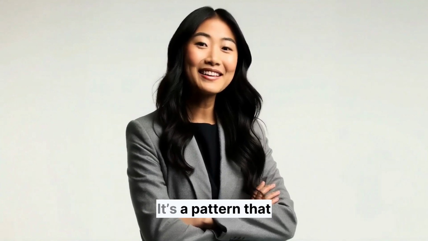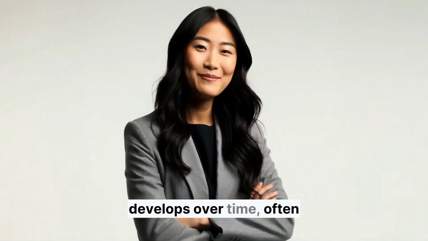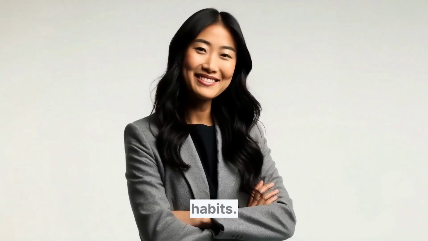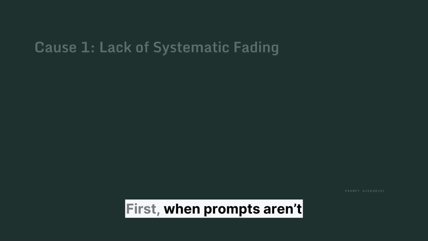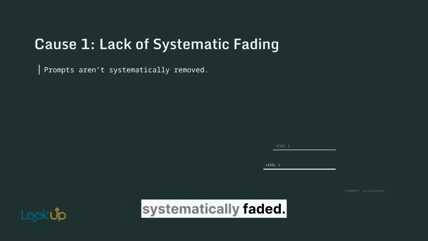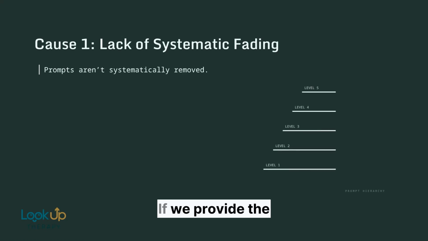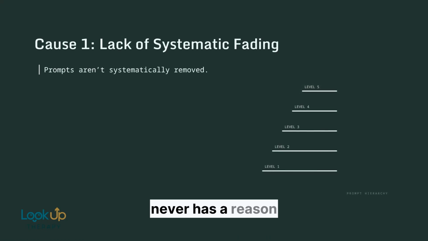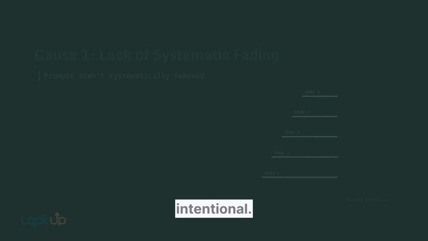How does it happen? It's rarely a single event. It's a pattern that develops over time, often through our own teaching habits. Let's explore 3 common causes in detail. First, when prompts aren't systematically faded. If we provide the same level of help every time, the client never has a reason to attempt the skill on their own. The fading must be intentional.